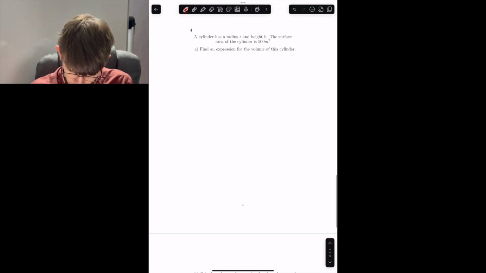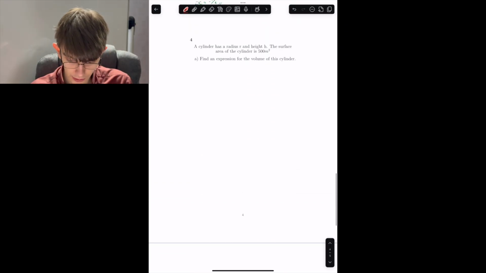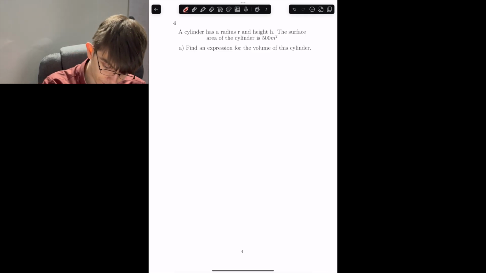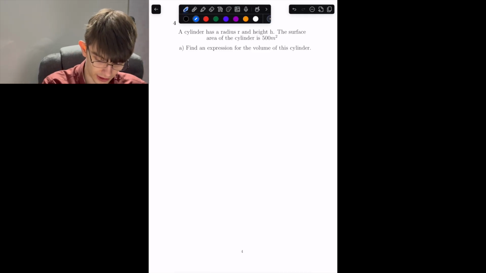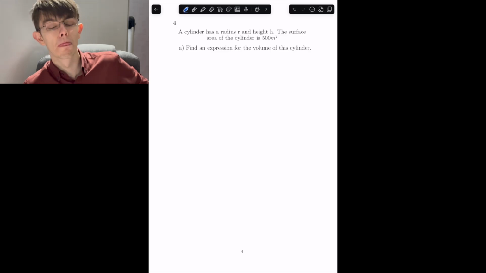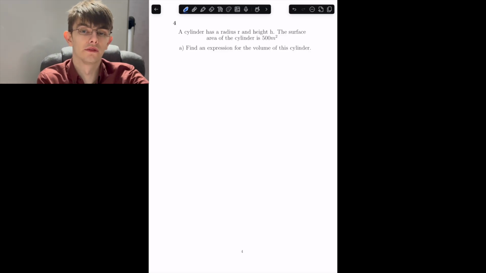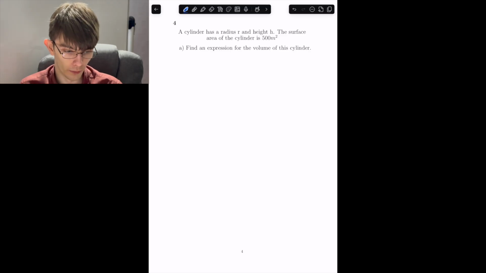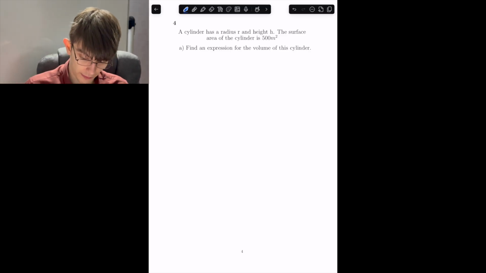Okay, last question, split into an A and a B, is a bit of modeling. And it's a very common question. Again, I didn't really make this one up myself. It's a very, very common idea of a question, which is relating the surface area and the volume of a system. So let's start off with part A here.